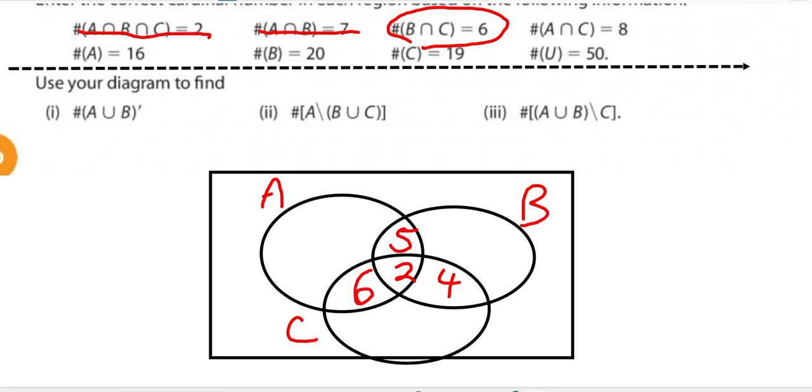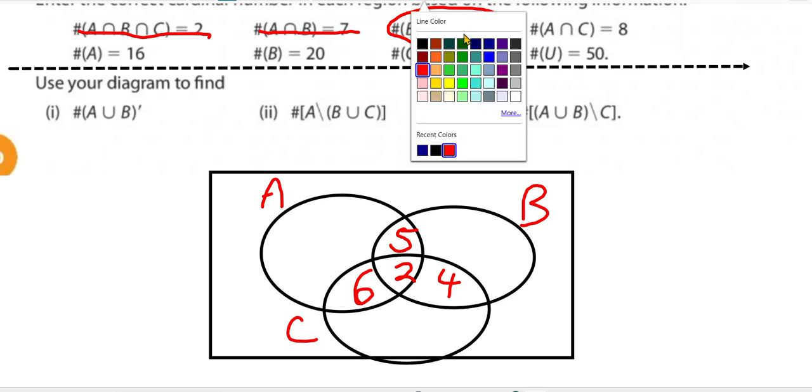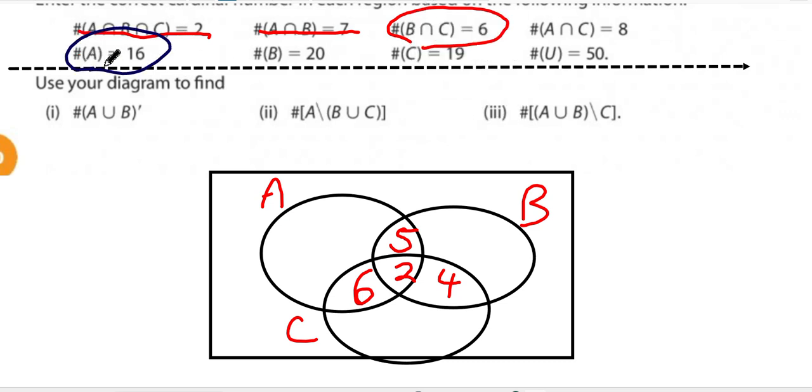Now, what does A have to add up to? 16. So 7 plus 6. 3. And then, what about B, guys? 7 plus 11.